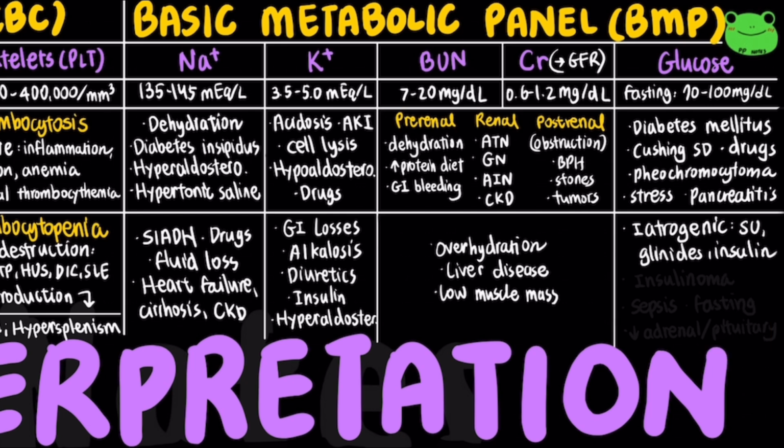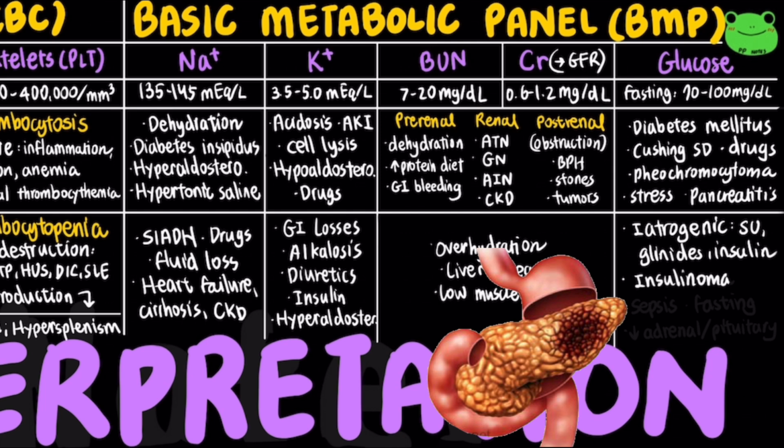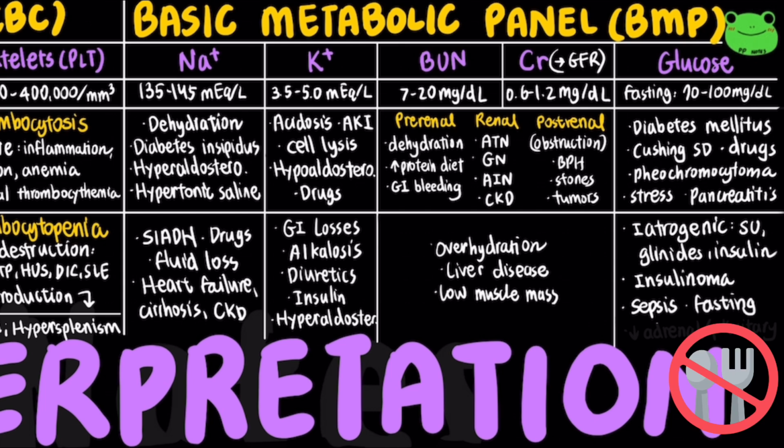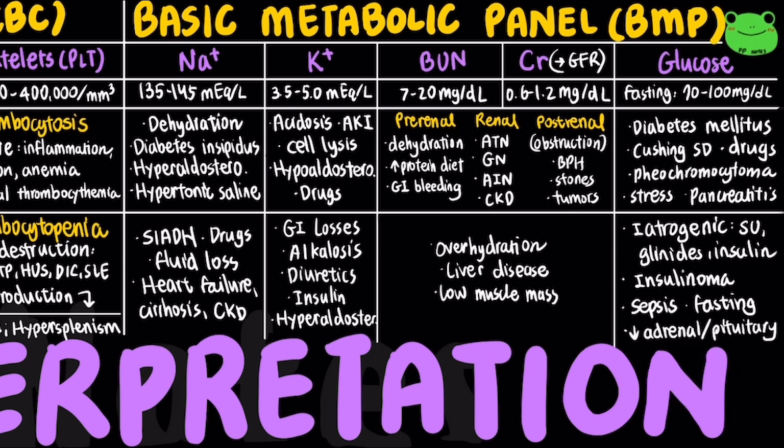Other causes include insulinoma, a rare tumor that secretes insulin inappropriately, causing recurrent hypoglycemia, sepsis or critical illness which increases glucose consumption and impairs production, fasting, especially in malnourished or elderly patients with limited glycogen reserves, adrenal or pituitary insufficiency, where low cortisol levels impair gluconeogenesis and reduce glucose availability.